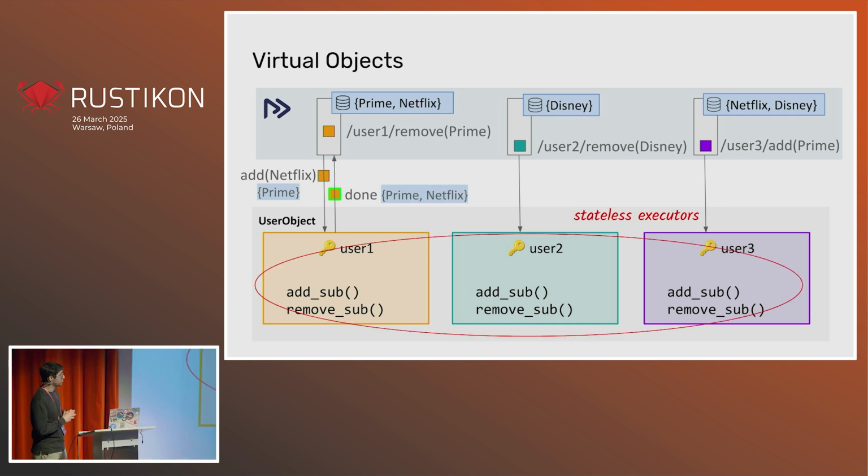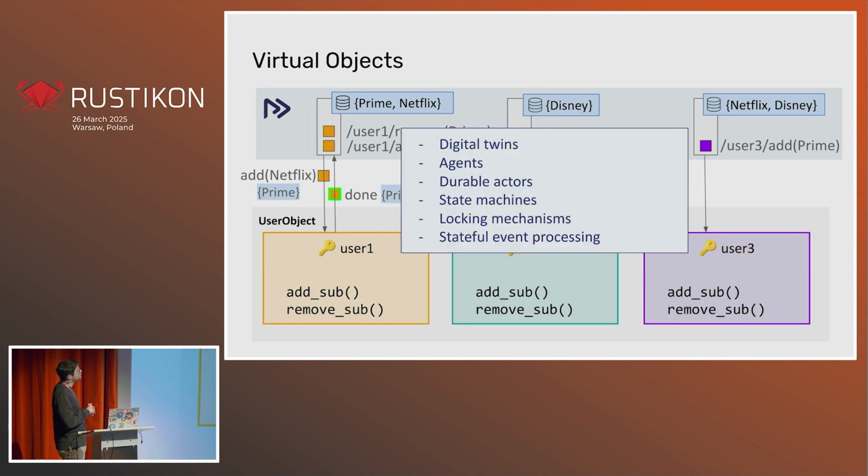The most important part of all of this is that essentially all the code that you actually run is stateless. So you can run your code on Lambda, you can run your code on any serverless platform, and this is just going to work fine because the state is inside Restate. And the virtual objects especially have several use cases around things like digital twins or agents in the AI world, durable actors, state machines. It's also pretty useful for stateful event processing. You can imagine how the state just contains the state of the event processing.